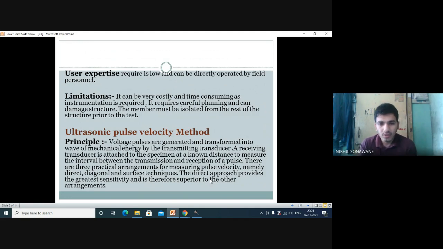Then ultrasonic pulse velocity. As the name indicates, the pulse velocity is measured in this test, and from that the strength of concrete is determined. Pulse velocity is measured as velocity, as we know, distance upon time. Distance is the length of the specimen which we are measuring, and the time required is for transferring that pulse from one end to the other end of that specimen.